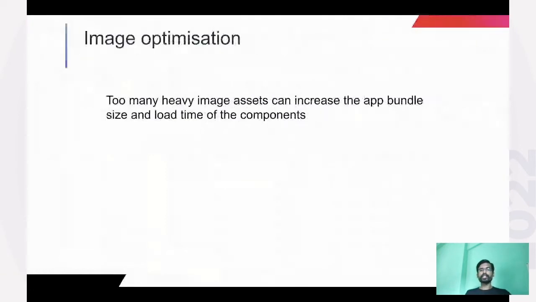Now it comes to image optimization, right? We do use lots of assets, PNGs, JPEGs. Some of the assets are in our local data, and sometimes they come from some server URL. And those do take time, based on how heavy they are and how big they are. So our target would be to use images as small as possible.